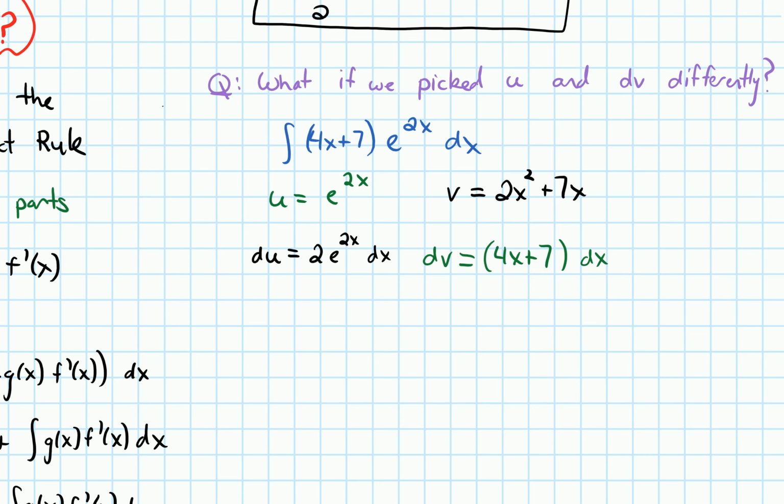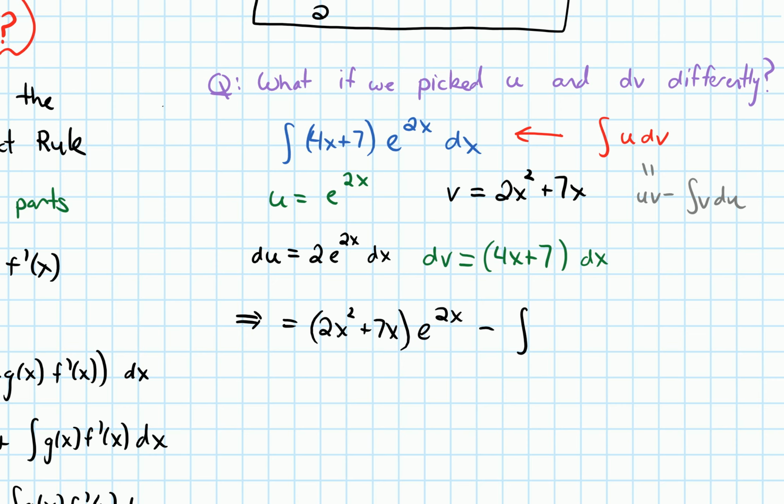All right, so when we apply our integration by parts formula, this integral right here had the form integral of u dv, and we are going to rewrite it in the form uv minus integral of v du. So doing that, u times v is 2x squared plus 7x times e to the 2x, and then minus the integral of v du. So v is 2x squared plus 7x.